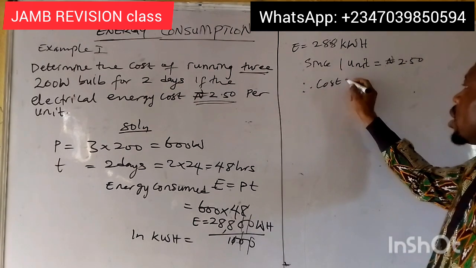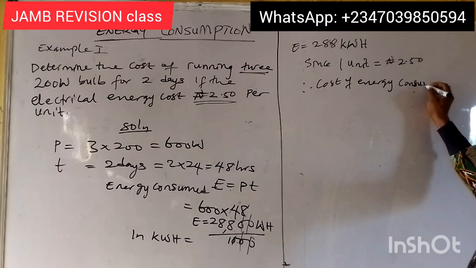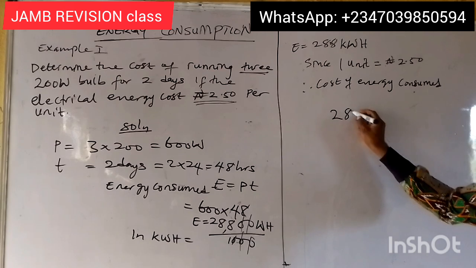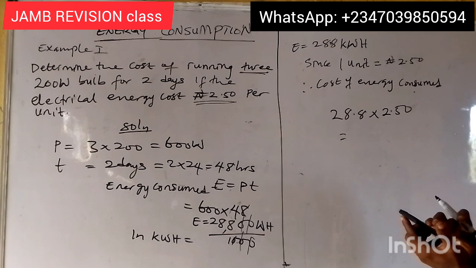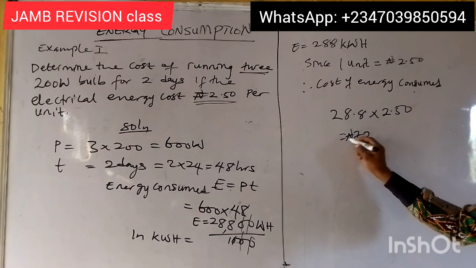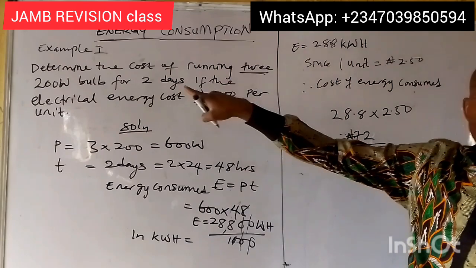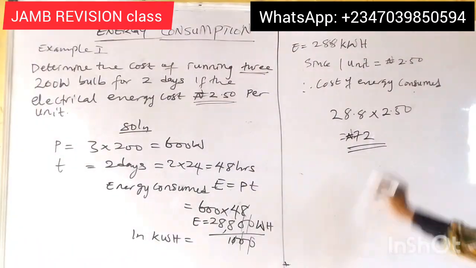Therefore, the cost of energy consumed will now give us this multiplied by this, 28.8 multiplied by 2 naira 50 kobo. Everything will give us 72 naira. Of course, this is our final answer. So the cost of running this 3 200-watt bulb for 2 days at this rate is 72 naira.